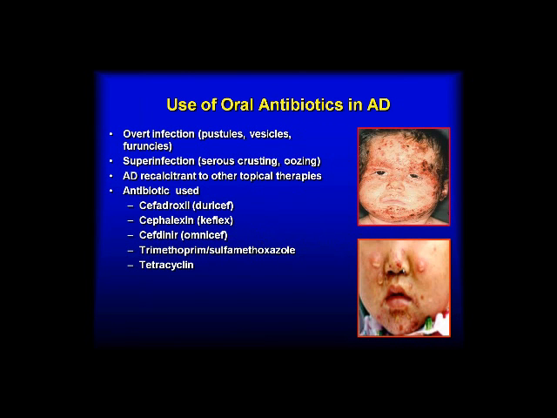Oral antibiotics. When you see overt pustules and vesicles and furuncles, when you have serous crusting and oozing, and you have atopic dermatitis recalcitrant to other topical therapies, consider starting oral antibiotics. The antibiotics recommended are cefadroxil, cephalexin, cefdinir, trimethoprim-sulfamethoxazole, and in older kids or in adults, tetracycline. You know that this is contraindicated in children.